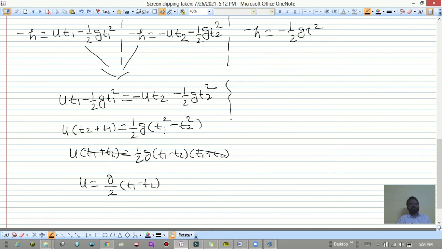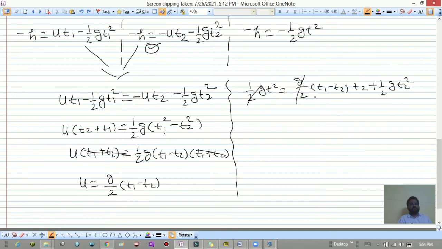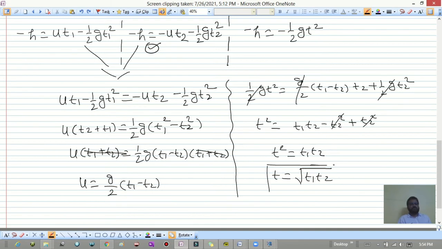Now put this u value and h value in any one of the equations. I am putting in this equation. So we'll get h as 1 by 2 g t squared, u as g divided by 2 into (t1 minus t2), because here minus minus makes plus, into t2 plus 1 by 2 g t2 squared. So this g by 2, this g by 2 and this g by 2 get cancelled. t squared is equal to t1 t2 minus t2 squared plus t2 squared. This gets cancelled. t squared is equal to t1 t2. So t we have is the root of t1 into t2. So I hope this is clear.